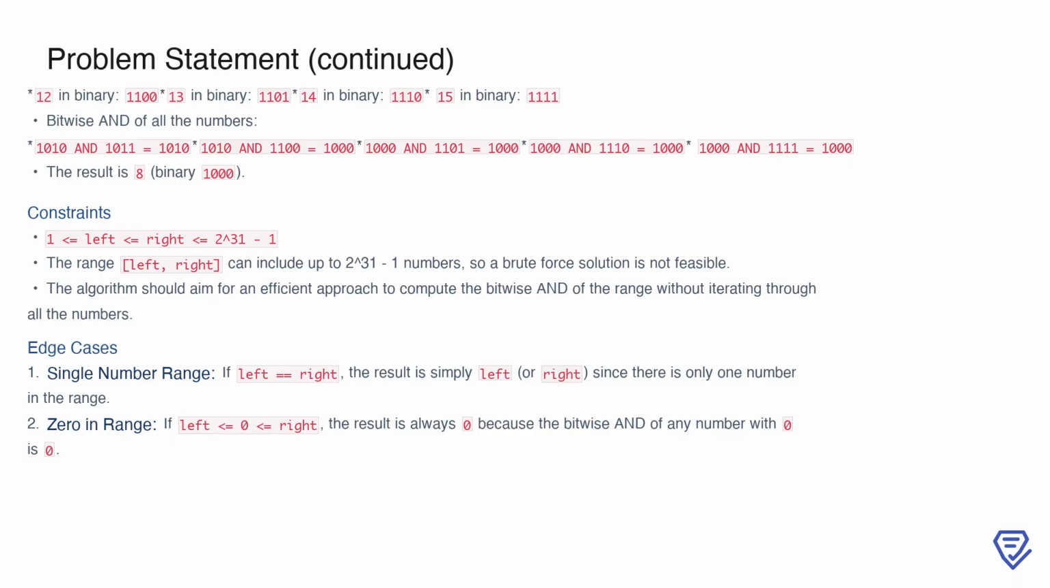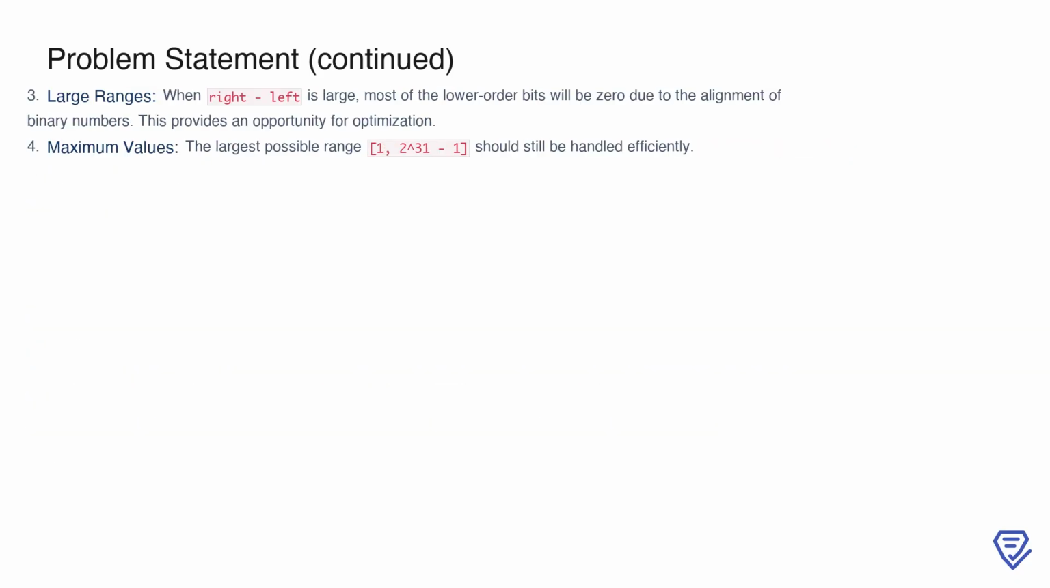Now, let's consider the constraints and edge cases for this problem. The constraints ensure that left and right are valid integers, with left always less than or equal to right. The range can include a large number of integers, up to 2^31 - 1, which makes a brute force approach impractical. Instead, we need an efficient algorithm to compute the result without iterating through all the numbers.